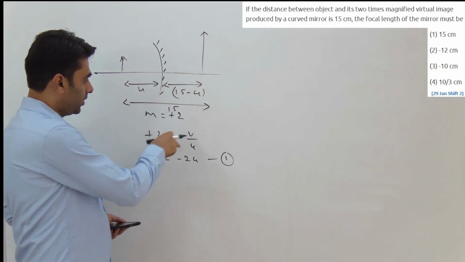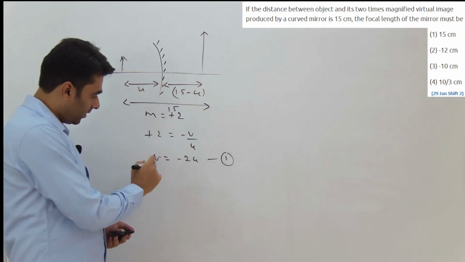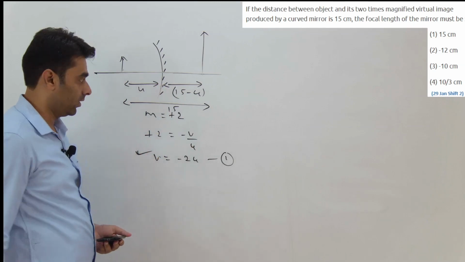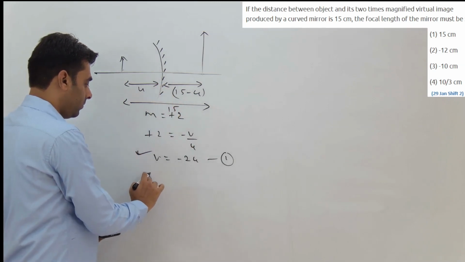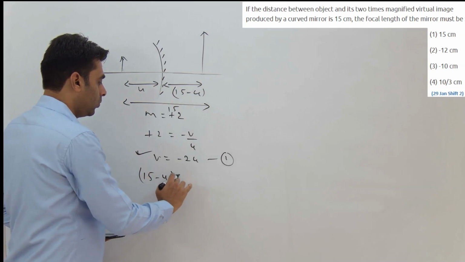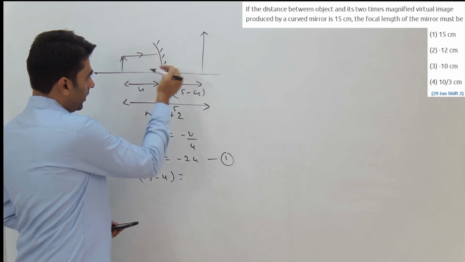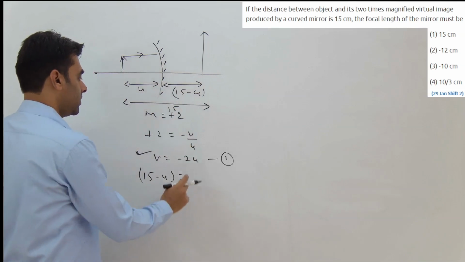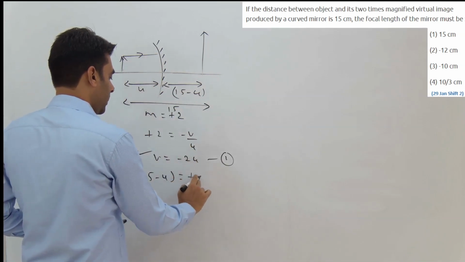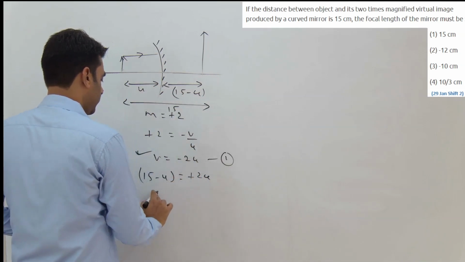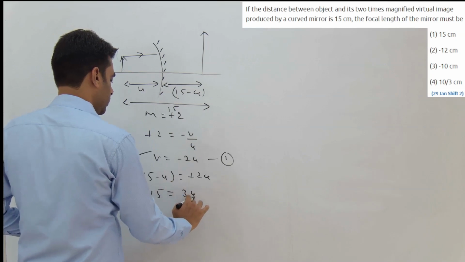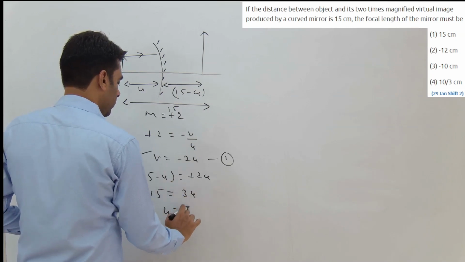Now let us put these distances with sign convention in our magnification relation. V value is how much? 15 minus U, and U, because U is this side, so we will take it opposite to the incident ray, so we will take it negative. How much it will be? Minus minus plus, plus 2U. 15 is equals to 3U. U value comes out to be 5 centimeter.